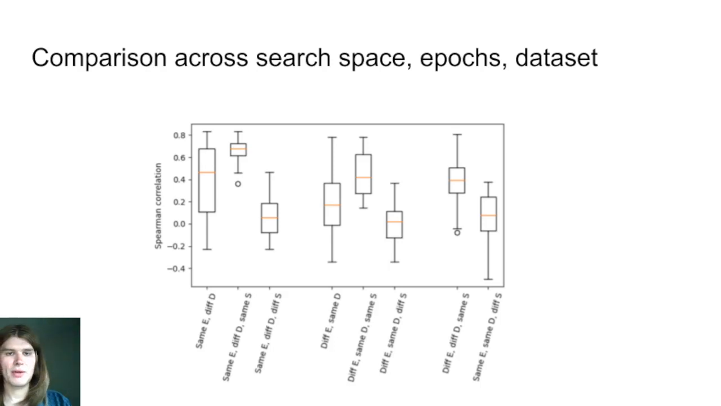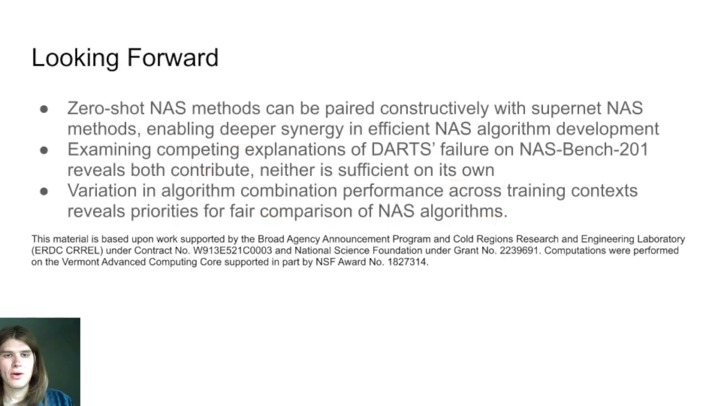Finally, comparing broadly the rankings of the combinations of supernet training and architecture selection methods across each training context allows us to evaluate the relative importance of different components of the training context. We find that the search space the algorithms are evaluated in impacts the rankings the most, followed by the epochs each algorithm is trained for, and finally the actual set of data that is used to train and test each algorithm.